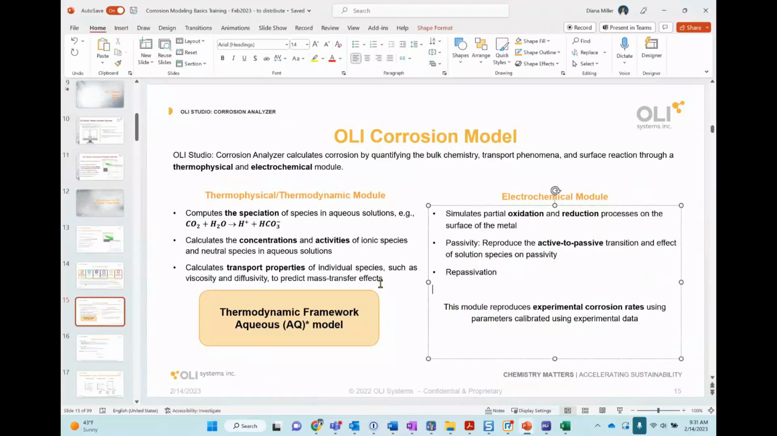If the theoretical corrosion rates are far away from experimental corrosion rates, then we calibrate our model using that experimental data. So we go to the literature, find corrosion rates, let's say, of carbon steel and CO2, do our predictions, and if we are far off, then we start tuning the model, changing some parameters in the corrosion model until we calibrate the model based on the experimental data that we find in the literature.